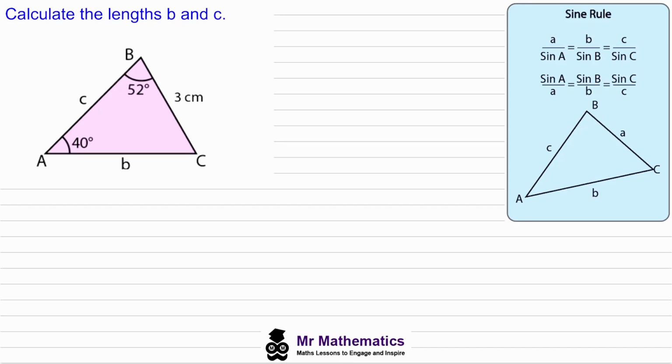Hi everybody. In this video, I'm going to show you how to use the sine rule to calculate unknown angles and lengths in a non-right angled triangle. If we look at this example, we've been asked to work out the length of B, which is this length here, and the length of C, which is this length here, using the sine rule.